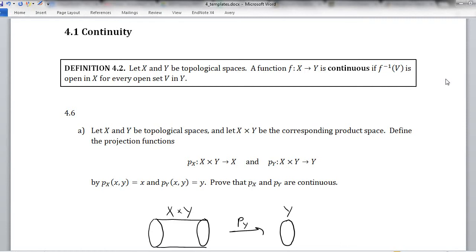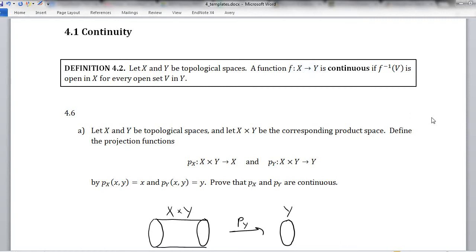So let's look at definition 4.2. Let X and Y be topological spaces. A function f from X to Y is continuous if f inverse of V is open in X for every open set V in Y. Okay. So the requirement is that if you take any open set V in your target here, and you look at its preimage in X, that has to be open too.